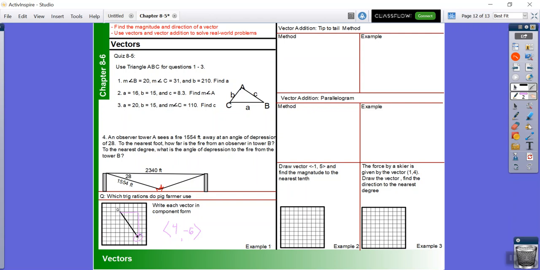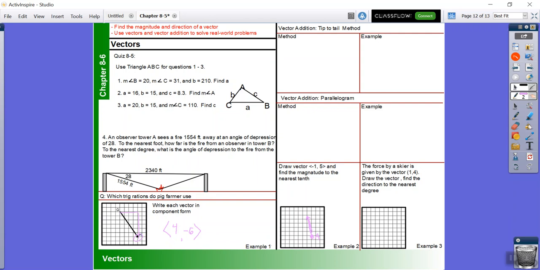Now, for example 2, we're to draw the vector and find the magnitude to the nearest 10th. So it doesn't matter where I place the vector on the grid, I just have to go left 1 and up 5. So I'm going to call this point here A. I'm going left 1, that's 1 in the negative direction in x, and 5 up. 1, 2, 3, 4, 5. And so there's my vector right here.